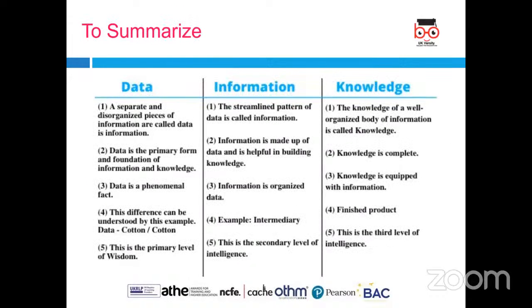So this image can now summarize the difference between them. A separate, disorganized piece of information is called data. While information, the streamlined pattern of data, is called information, and the well-organized body of information is called knowledge.